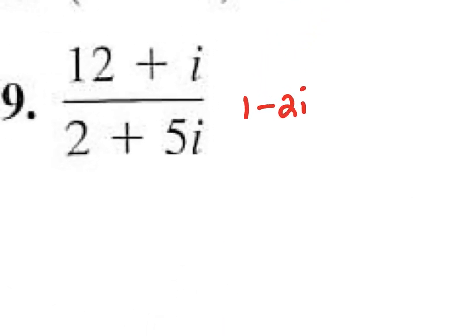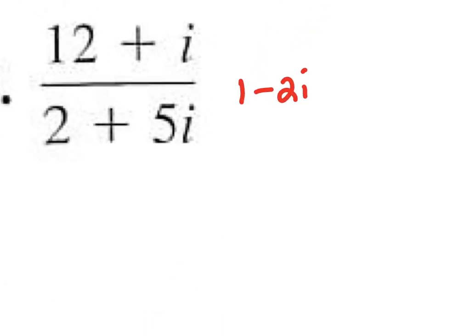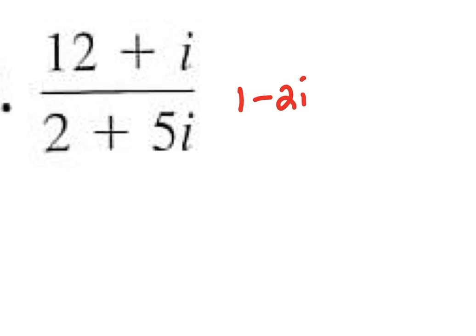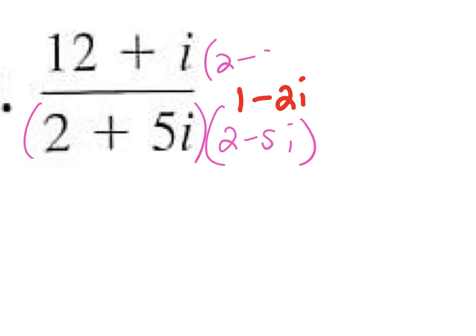Now you've got an i in the denominator, and it can't stay there because that's technically a square root. So this is when we multiply by what's called the conjugate. You change the sign in between them. So 2 minus 5i gets multiplied in the numerator and the denominator.